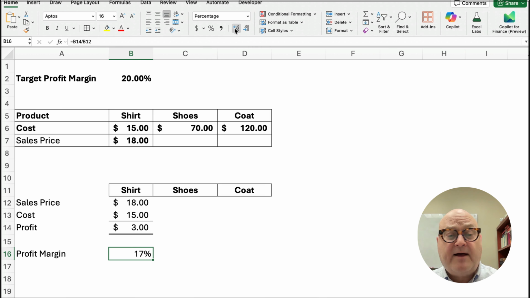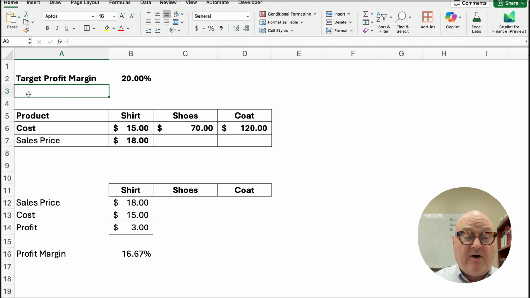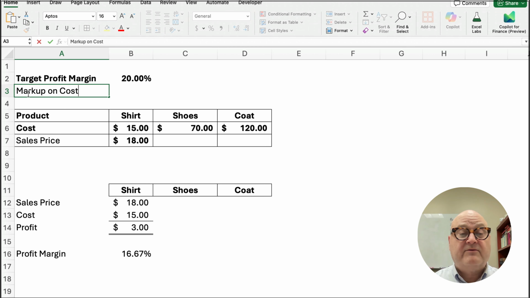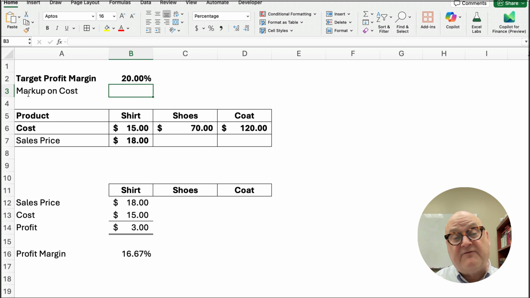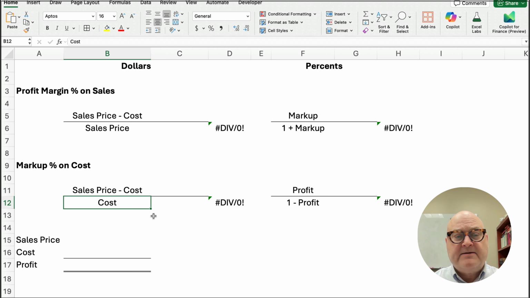So here is the problem. The profit margin is based on the sales price, and the only thing we had was the cost. So we need to come up with something that's called the markup on cost. We need to convert the 20% to the markup on cost. So let me show you how this works. Let's take a step back and then we'll come back to this tab and make sure we know how this works.